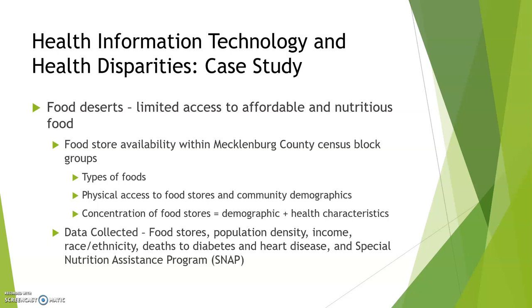So as far as the data collection process, they tapped into numerous data sources in order to integrate that information to perform their analysis. So first, they looked at food stores in general. They also took information from population density related data, income, race, death due to diabetes and heart disease, and then lastly, they also pulled information from the SNAP program. So as you can see, there was a lot of data integration going on for them to actually carry out this particular study.